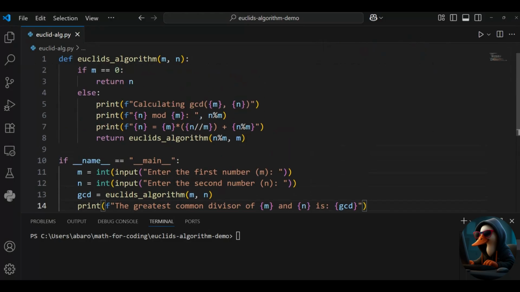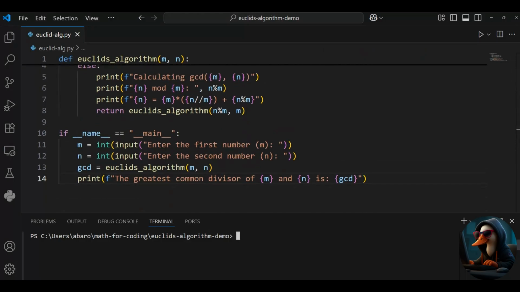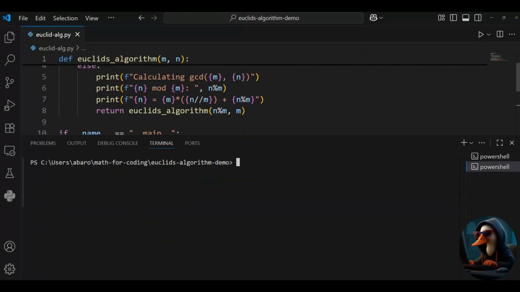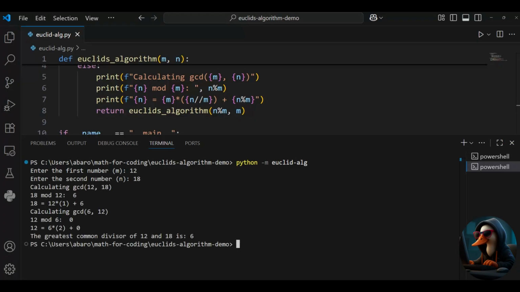We save that. And let's go ahead and try to run this with a couple examples from the terminal. So let's say python -m, we'll call euclid.alg. Okay, enter the first number. Let's try the example we're looking at, 12. Enter the second number, 18. So that calculated really quickly, and that was really neat because it showed us exactly what we saw when we were working this out on the whiteboard.